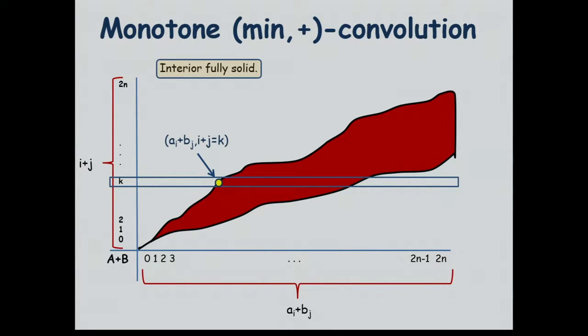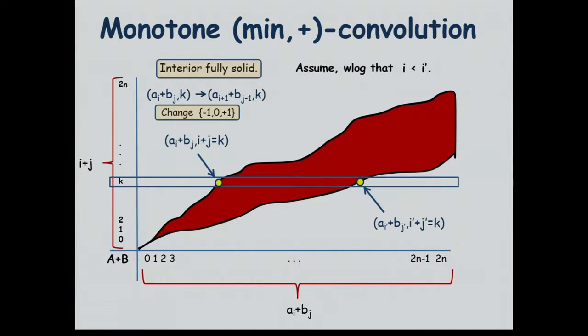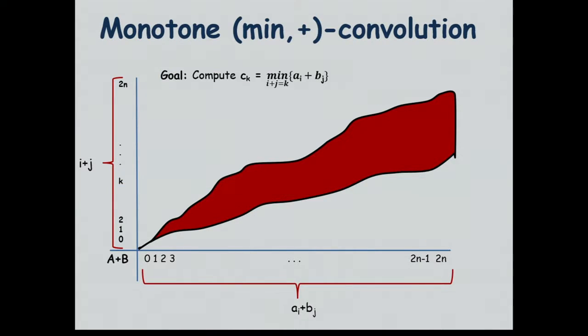You take a point here, you take a point here. Both of them, when they're on the line of k, the y value is equal to k all along. And so as you move along, if you have this value and you move to the next value, the change is going to be -1, 0, or +1. You start from this point and you're moving back and forth until you reach this point. So you basically have the whole interior fully solid. So that's how we view it geometrically.